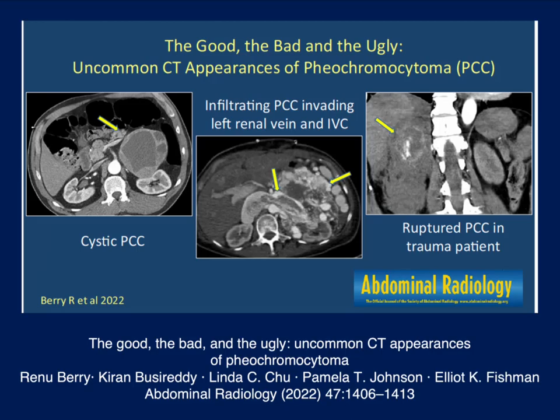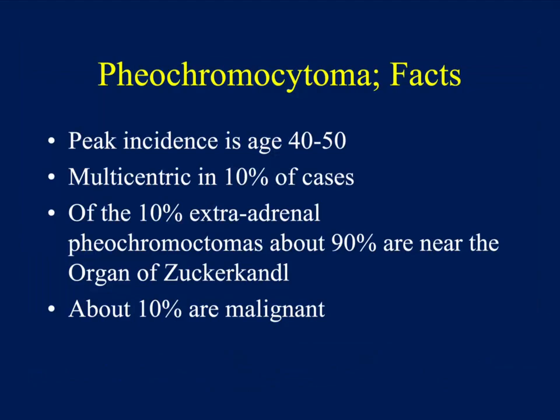Now, what about pheochromocytomas? Theos are really the great mimicker. This was an article by Renu Berry last year talking about the various appearances from cystic to very vascular with invasion to bleeding with rupture, just a whole lot of appearances. It's interesting because when we think about Theos, we always thought about a 2 to 4 centimeter hypervascular lesion in a patient with hypertension. Theos, average age, peak about 40 to 50.